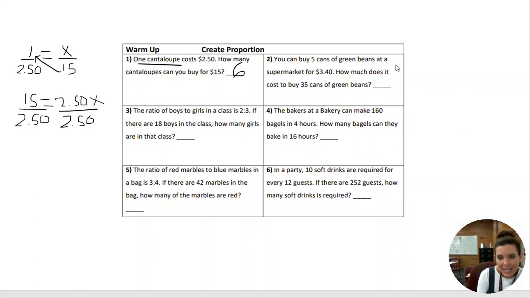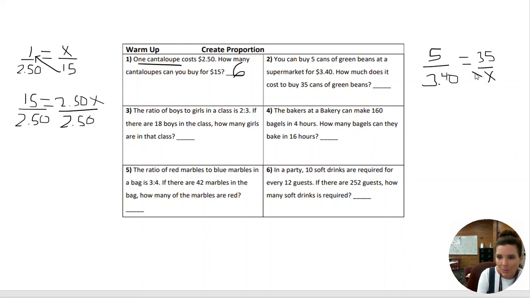You can buy 5 cans of green beans at a supermarket for $3.40. How much does it cost to buy 35 cans of green beans? So our ratio, or our rate, is 5 for $3.40. And we want to know how much it costs. So in our ratio, remember we did cans of green beans over cost. So in our second ratio, we want to do the cost on the bottom and cans of green beans on the top so that the units match in our ratios. And now we have a proportion.